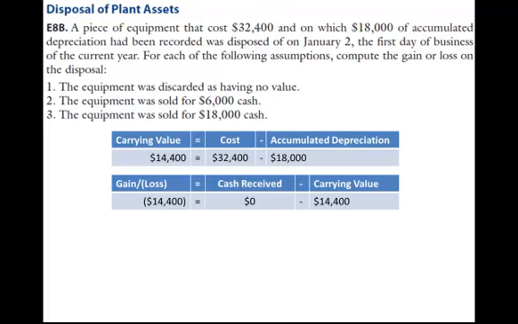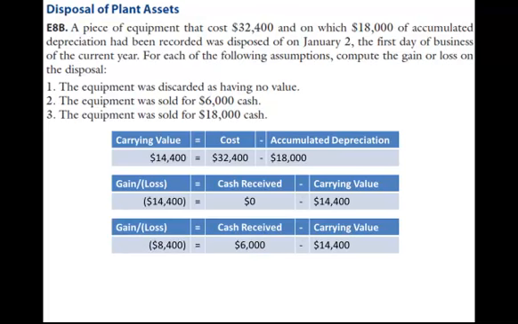Now under scenario 2, we sold for $6,000 in cash. So we recouped some of our investment in the equipment by receiving the $6,000 in cash. Unfortunately, the carrying value is $14,400, so we still are going to record a loss of $8,400.